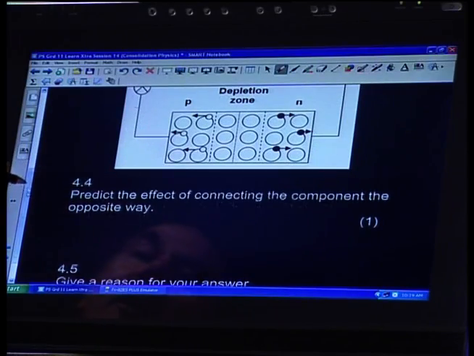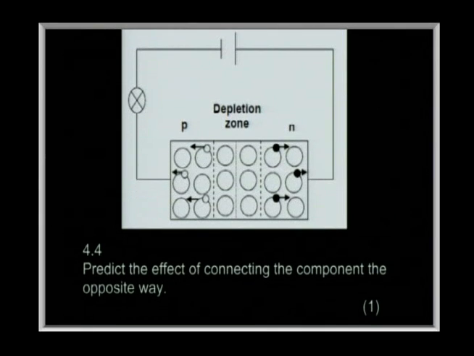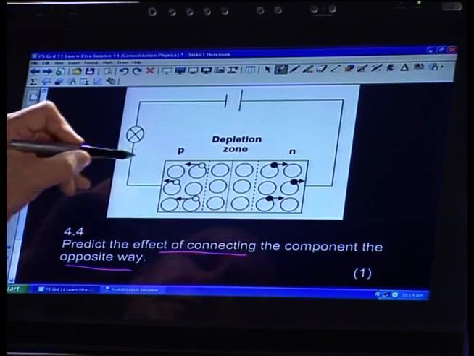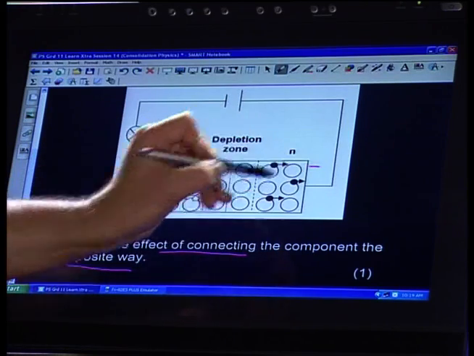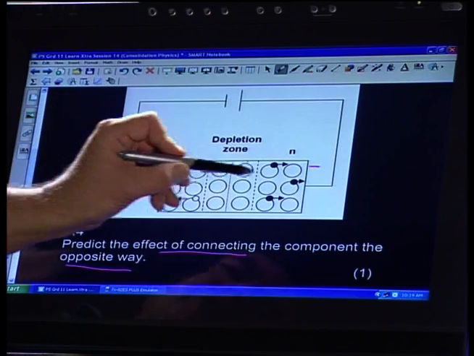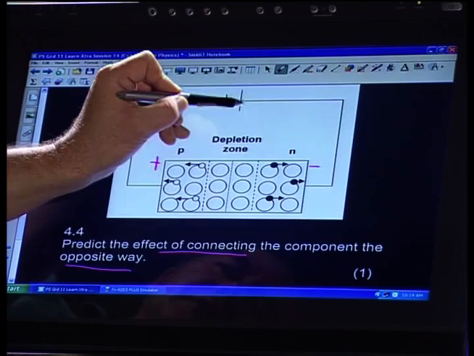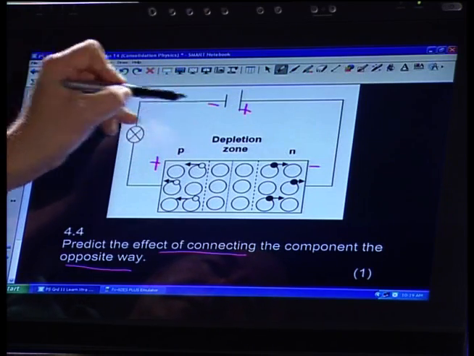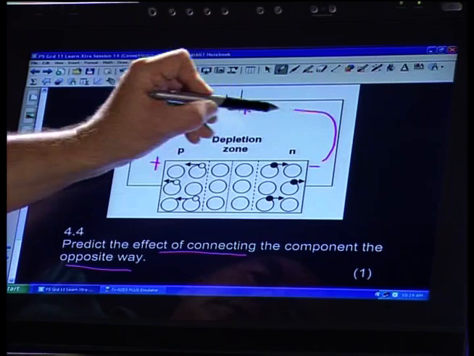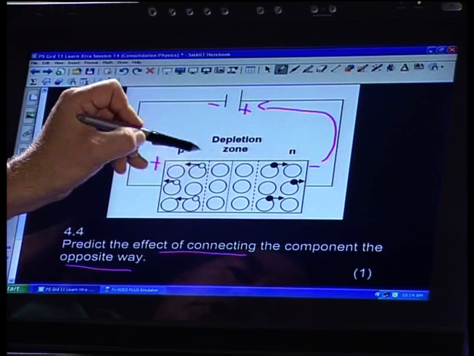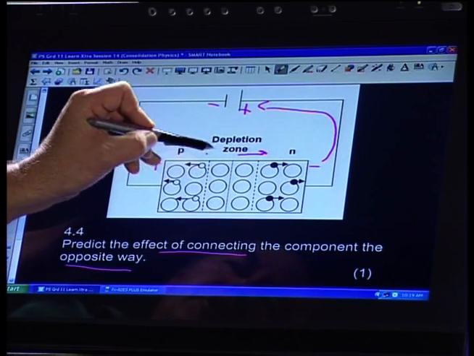Okay, now it asks us to look at this particular circuit and predict what's going to happen. Predict the effect of connecting the components in the opposite way. Let's just have a look at what's happening at the moment. We said that in the P-type material we've got extra positives, and over here we've got extra negatives. So if we look at this, there's the cell. Notice the long side is the positive, this is the negative. So it makes sense that the negatives are going to be attracted to the positive, and that is going to cause the depletion zone to increase.